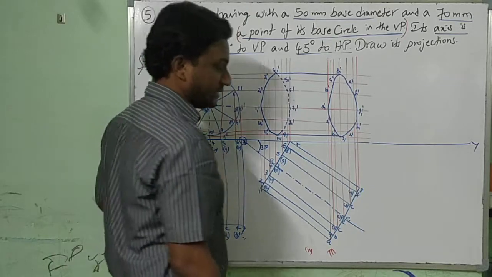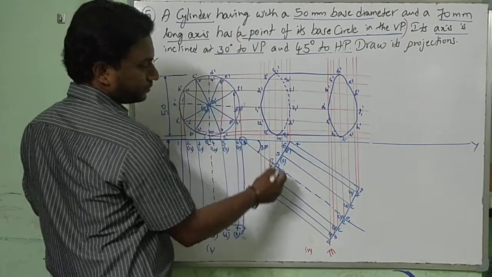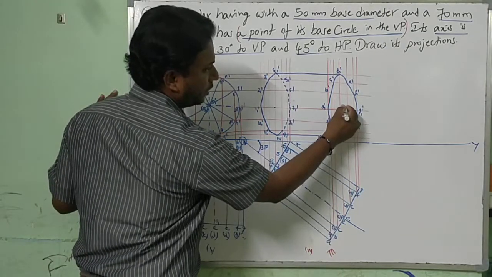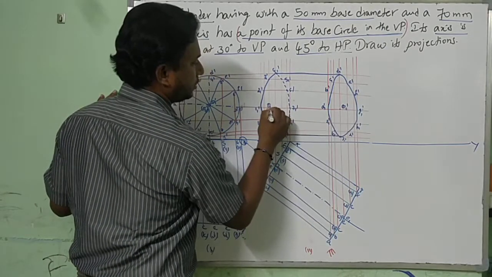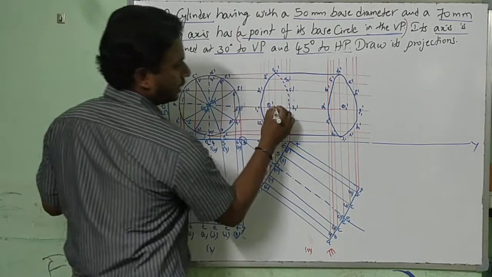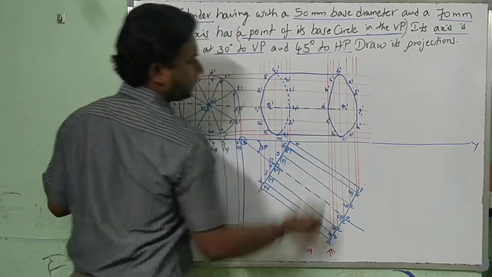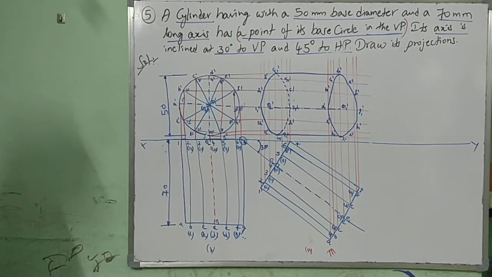Now coming to this axis. See, axis O2, O1, this becomes O1 dash, O2 dash. Now here you are supposed to show the axis. Hope you all understand this. Just doing the lines: top view, rotating at 30 degrees, projecting its front view.